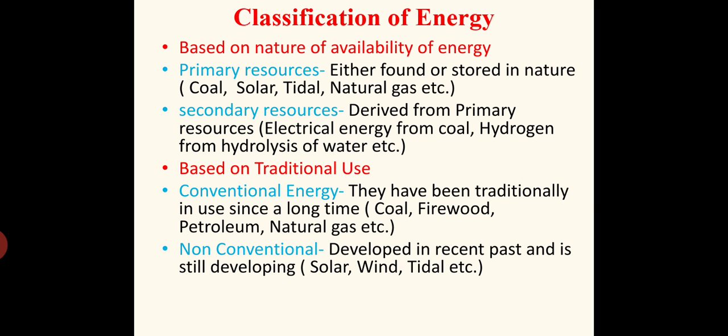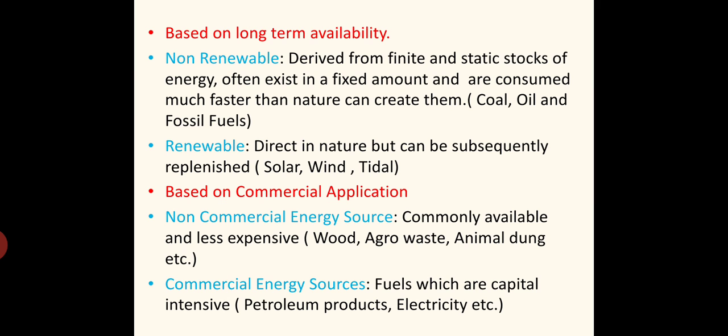And coming to non-conventional, non-conventional means recent developments. The energy resources which are developed recently are known as non-conventional, that is, developed in the recent past and still developing. For example, solar energy. The solar conversion technologies came into existence only around 30 to 40 years back. So this will come under non-conventional. Similarly wind energy, tidal energy, all these technologies have been developed only recently. So most of these renewable sources of energy are classified under non-conventional source of energy.